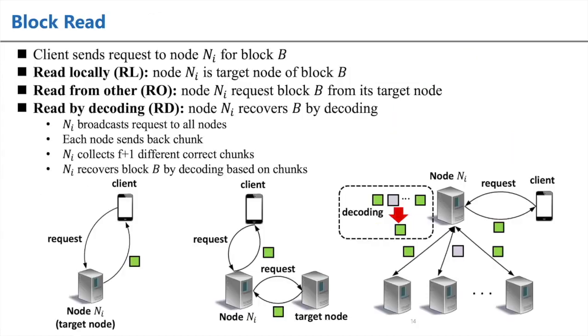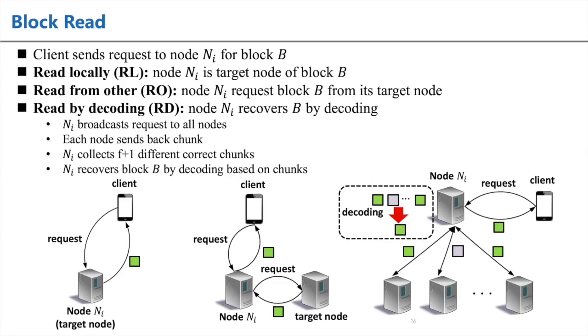To read a block B, a client sends its request to one node Ni in BFT-Store. Node Ni faces different cases when reading block B. First, if node Ni is the target node of block B, Ni can read it locally and sends B to the client directly. Second, if Ni is not the target node of block B, it tries to pull B from its target node. If the target node is honest, it transmits B back to Ni.